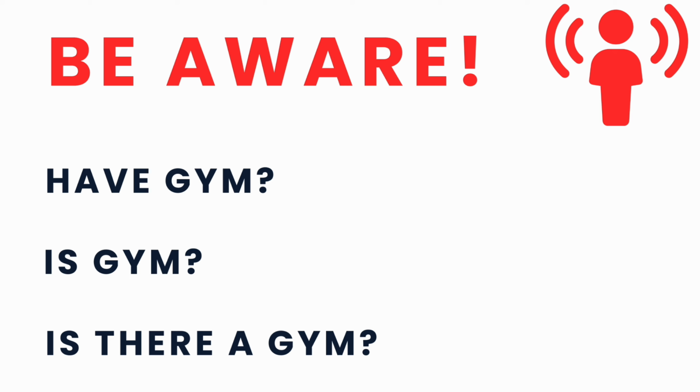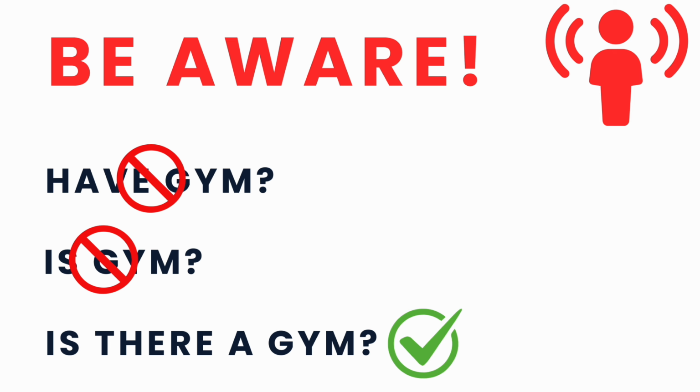Back to our common mistakes. Some people, if they want to know if there's a gym in the hotel, may ask, have gym? Is gym? None of these options are correct. The only way to ask this question would be to say, is there a gym?